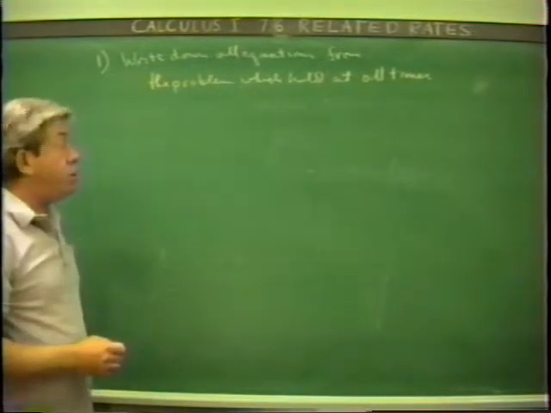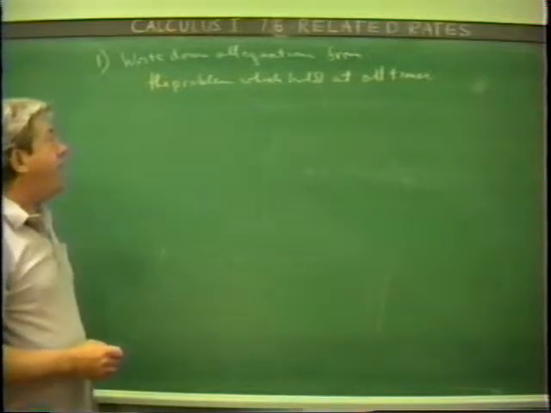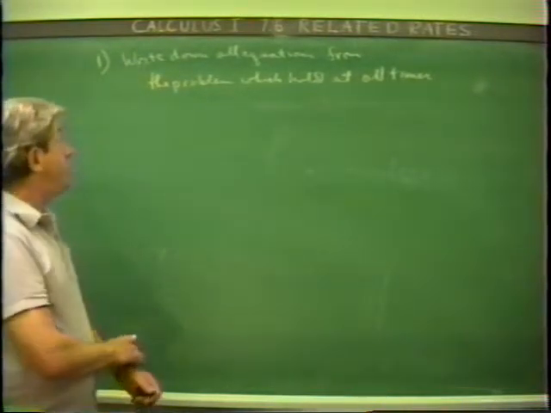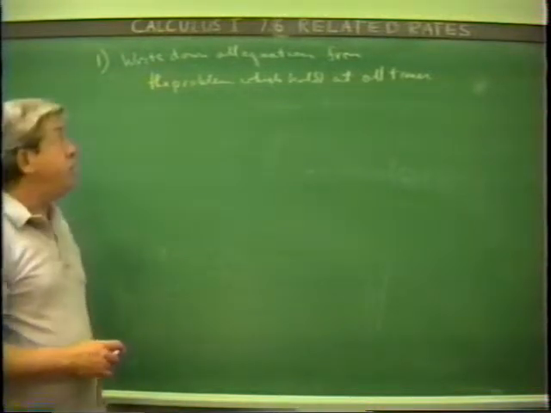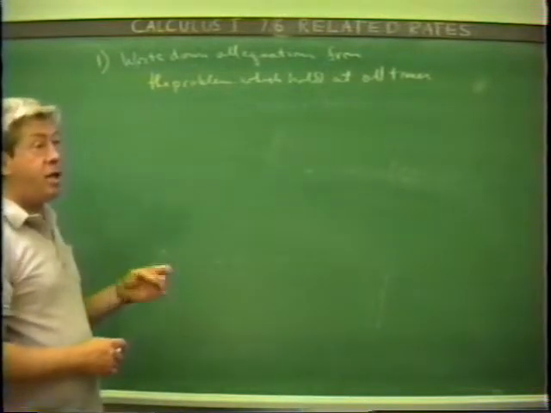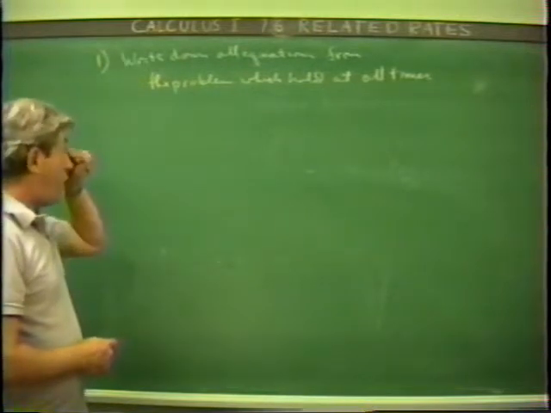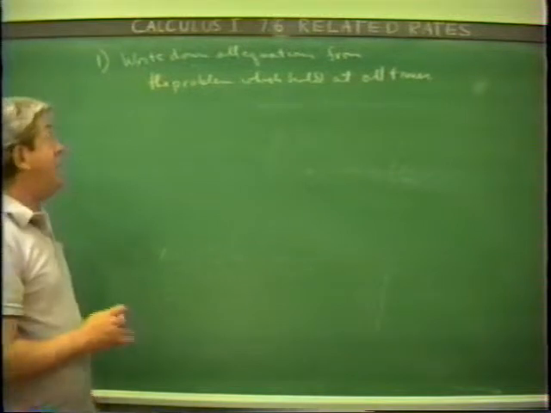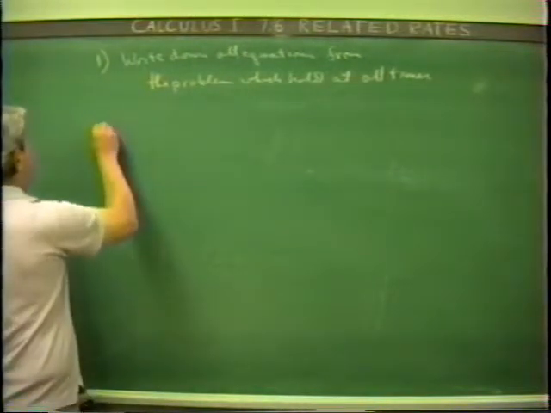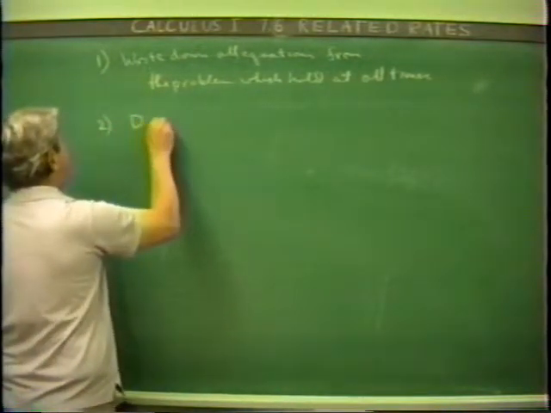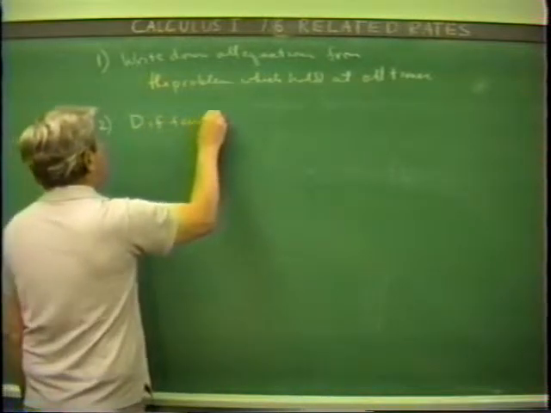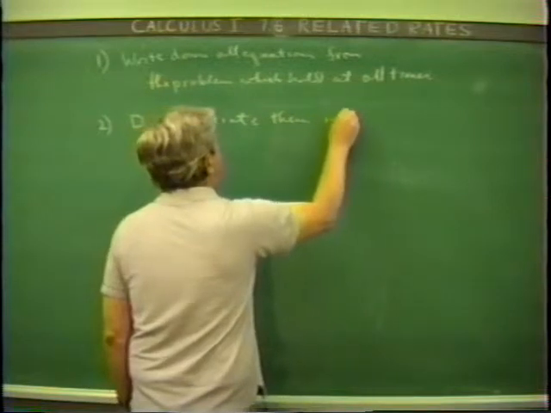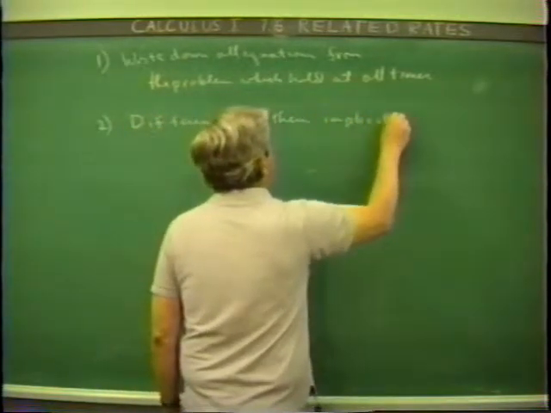The problem will generally have some particular information that only holds at the time you're interested in, and also it will have some sort of geometry or some sort of relationships that hold at all times. The thing to do is to disregard the particular information for the moment and just write out all the equations that you can which hold for the problem at any time whatsoever. And the second thing to do is to differentiate them implicitly.